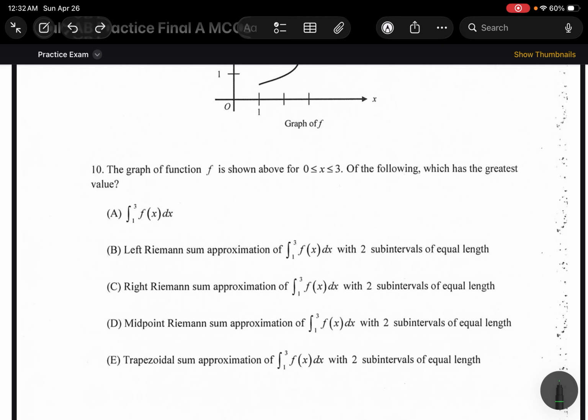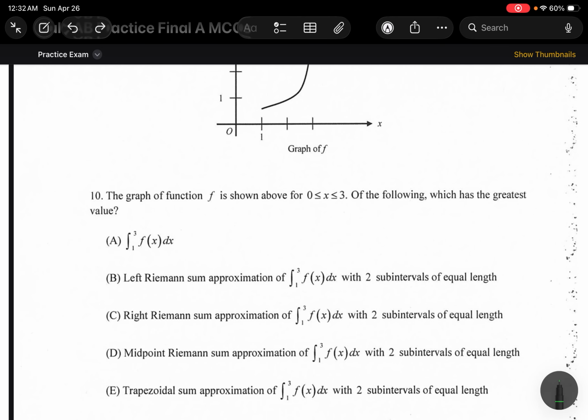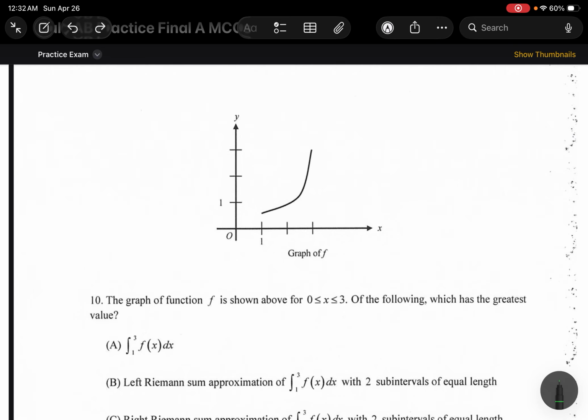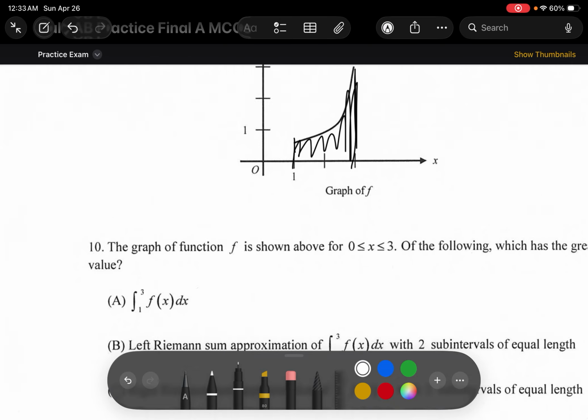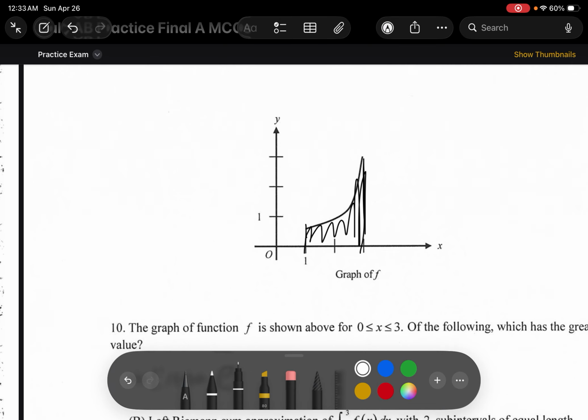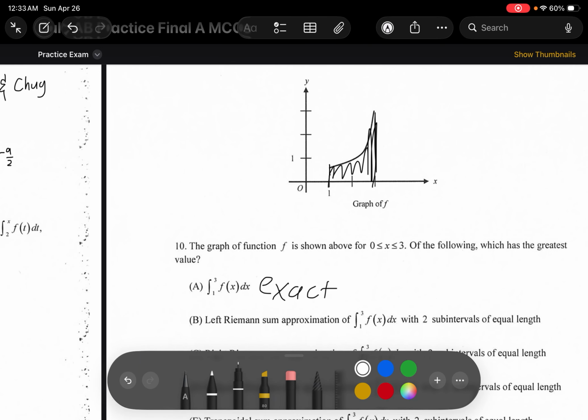So for 10, the graph of function f is shown above from domain 0 to 3. Of the following, which has the greatest value? From 1 to 3, f of x dx. So it's saying from 1 to 3, this has f of x, the area. We're going to look for the area of f of x, so it should look something like this. This is the exact value. And we're trying to look for the most amount of area possible, or the greatest value possible.